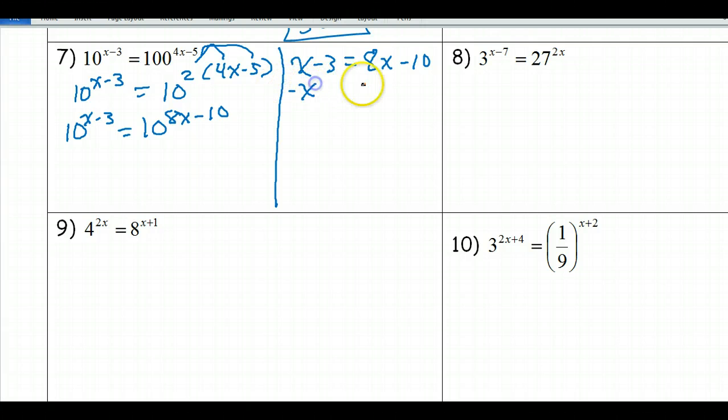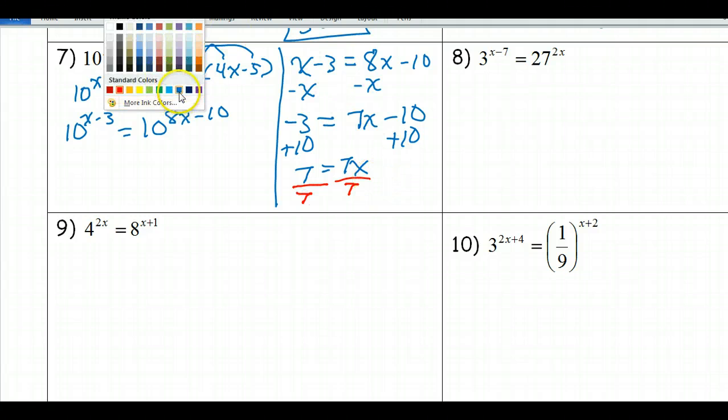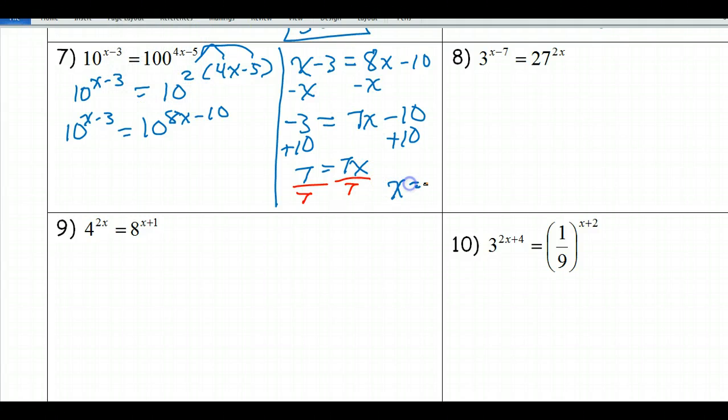I can subtract x from both sides like this. That'll give me negative 3 is equal to 7x minus 10. I can add 10 to both sides, and that'll give me 7 equals 7x. I can divide both sides by 7, and that's going to give me x equals 1.